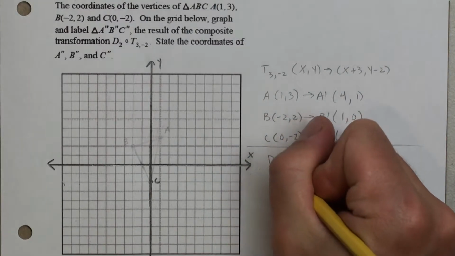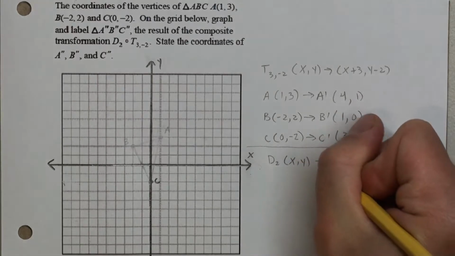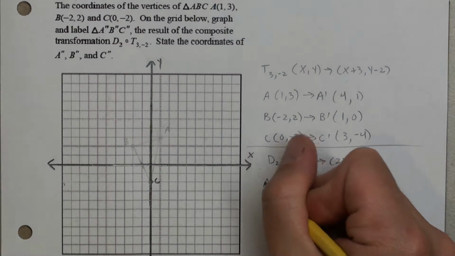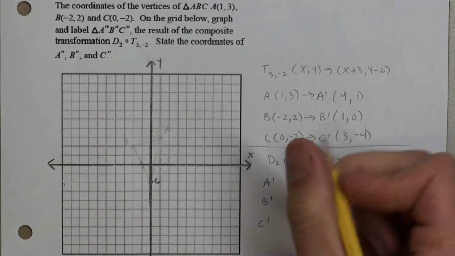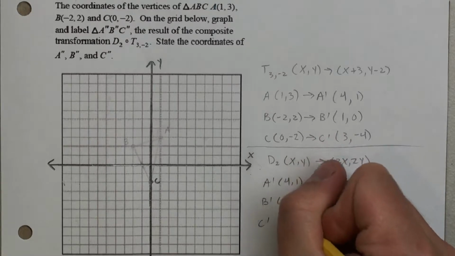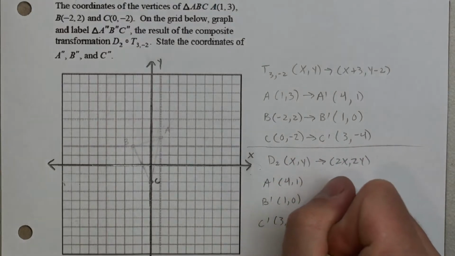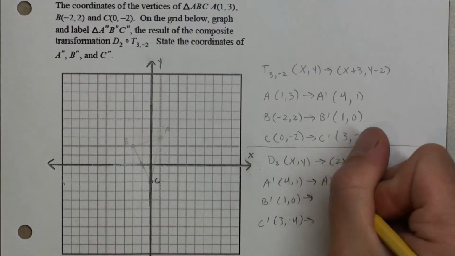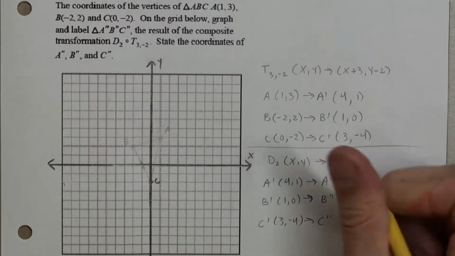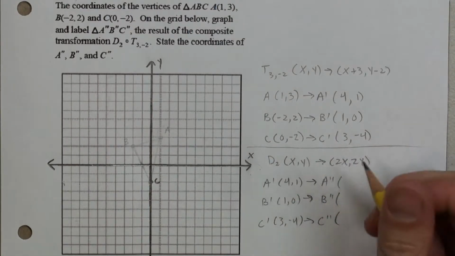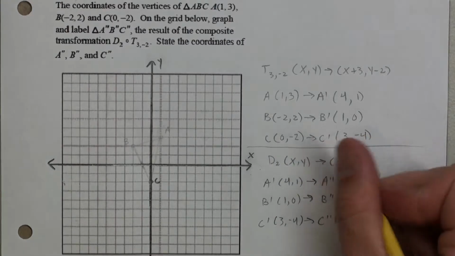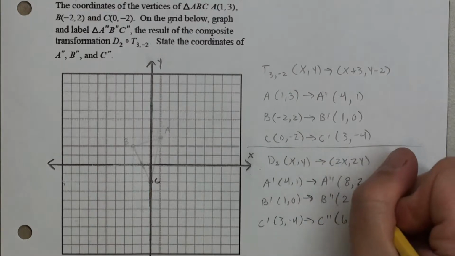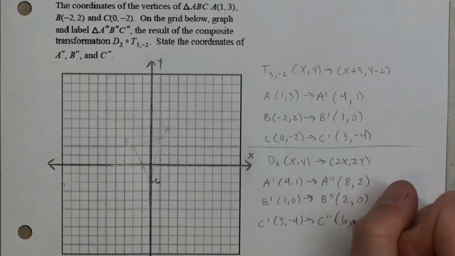Then I have to do a dilation of 2, which takes (x, y) and makes it (2x, 2y). So I take my A prime, B prime, and C prime, which is (4, 1), (1, 0), (3, -4), and it becomes A double prime, B double prime, C double prime. First I'll times my x's by 2, so 8, 2, 6. Then I'll times my y's by 2: 2, 0, -8.